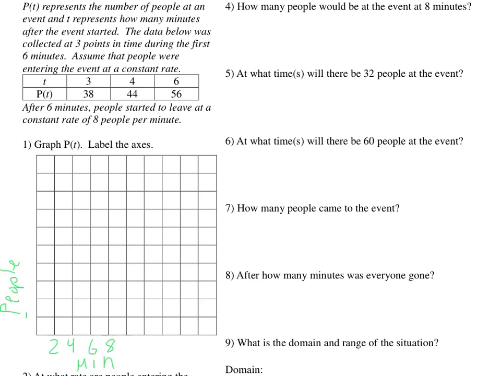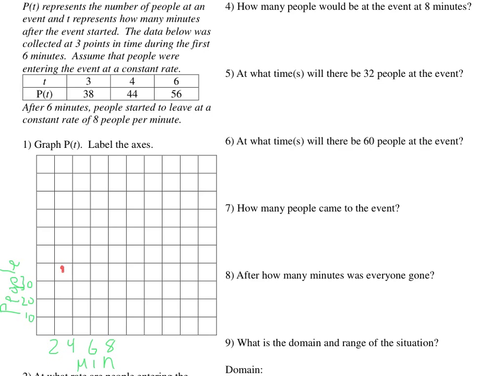So this would be 10, 20, 30, and so forth. All right, so here we go. Next, we want to plot the dots. If we want to plot this one, 3 is 38. So at 3 here, we're going to go up 38, which is right about there. So let's put that 38 right about there.